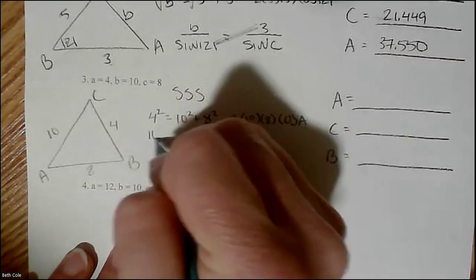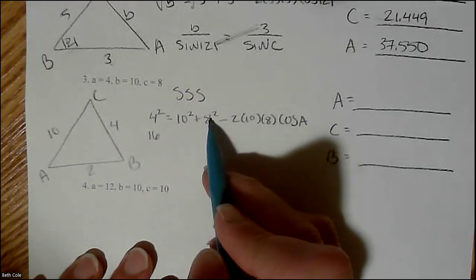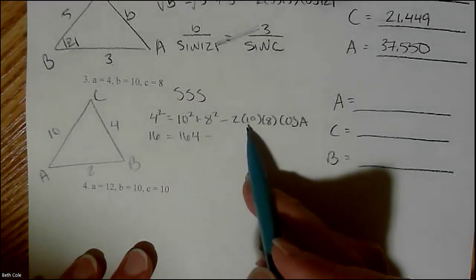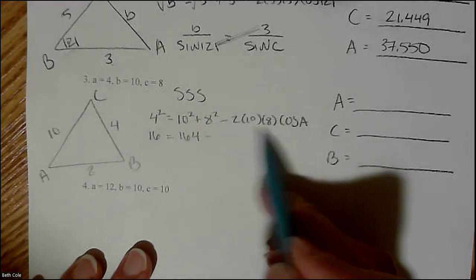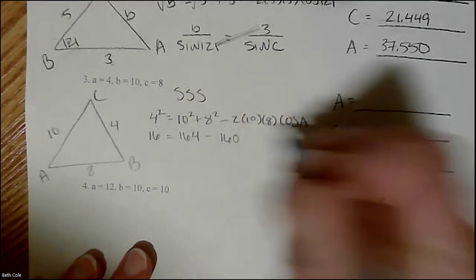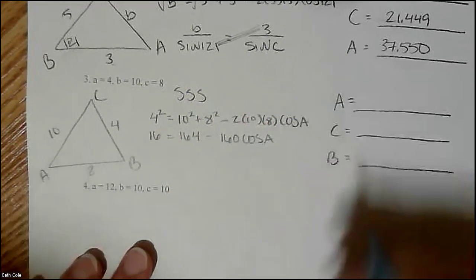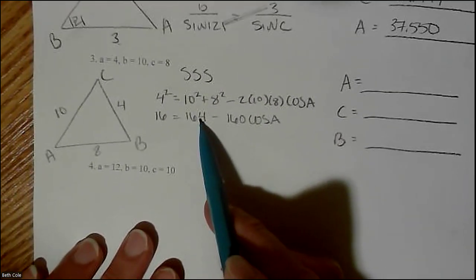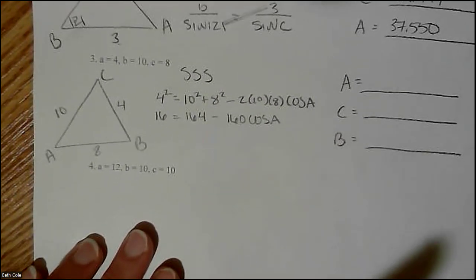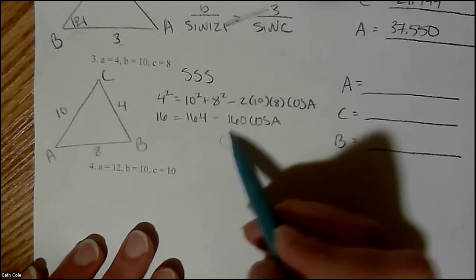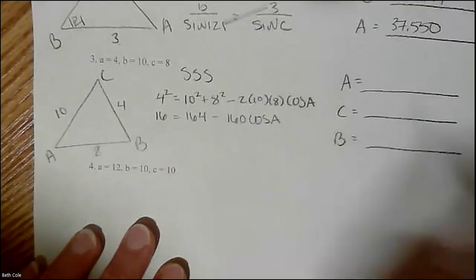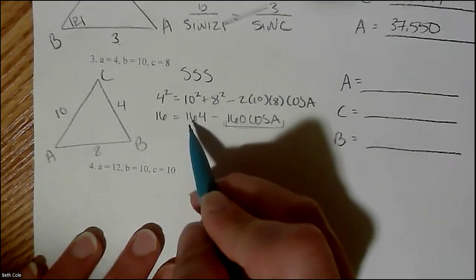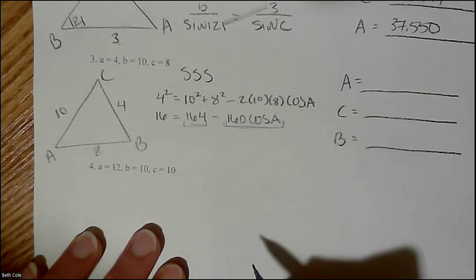So this would be 16. This would be 100 plus 64, so 164 minus, oh gosh, 2 times 8 would be 16 times 10 would be 160 cosine A. The most common mistake that I get is people subtract 164 minus 160. You can't do that because they're not like terms. This is 160 cosine of A. This does not have a cosine of A with it. They are totally separate terms.